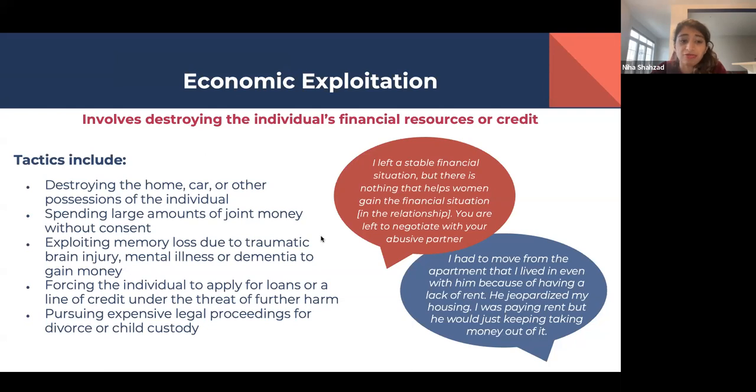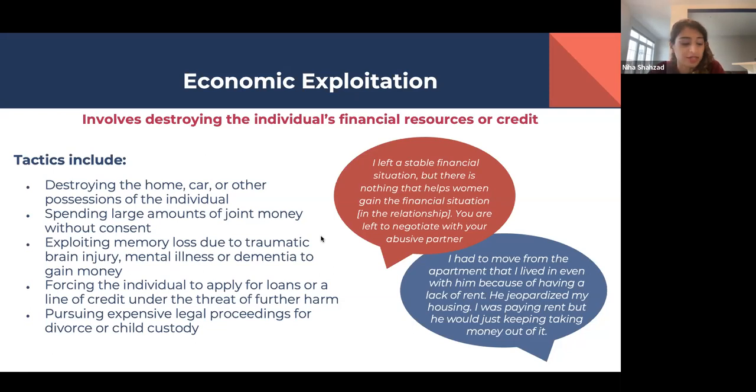Forcing a person to apply for loans or lines of credit under the threat that the abuser would further harm the victim. Sometimes it also includes an abuser taking out credit cards or lines of credit in the victim's name without the victim knowing. And then continuing to pursue expensive legal proceedings for divorce or child custody, or lengthening the court processes just to hurt the victim financially. That's a story that we hear frequently.